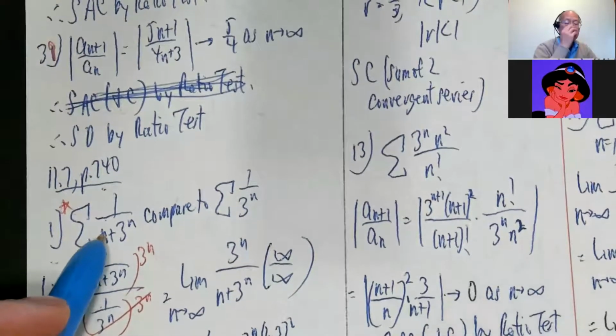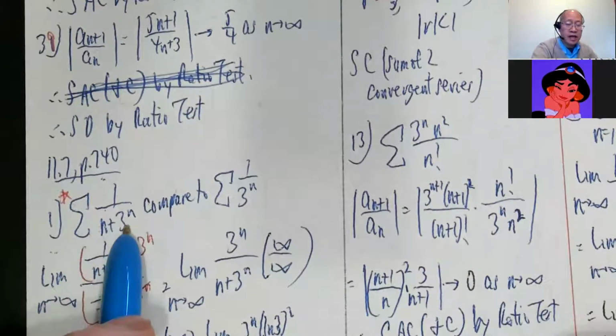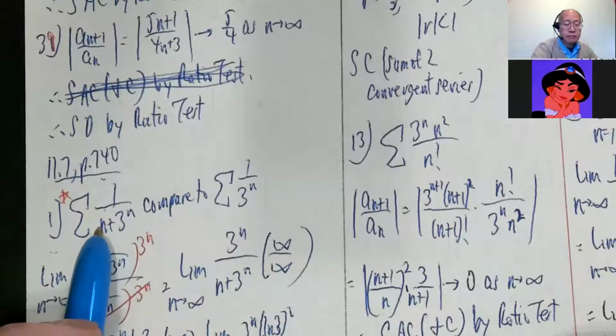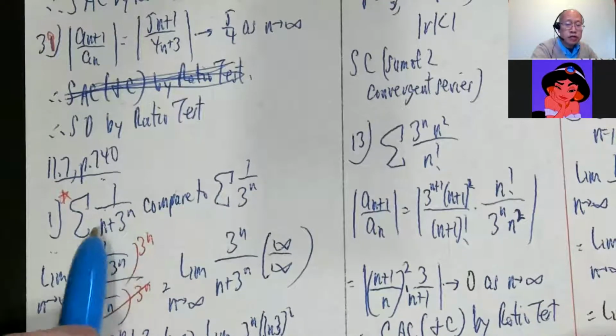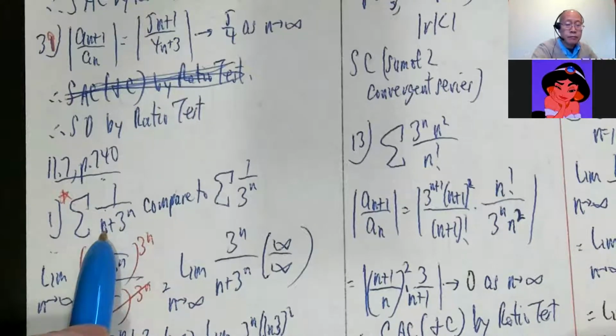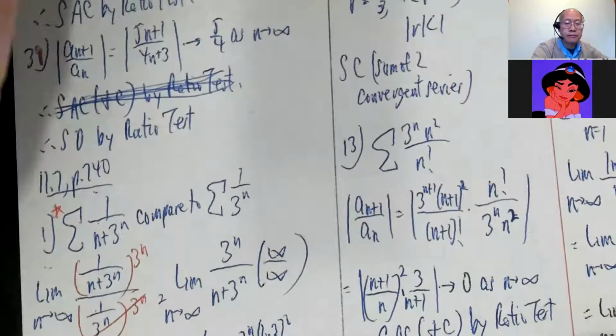Okay, what does it look like when n gets big? When n gets big, this n is insignificant. 3 to the n is much bigger. Like, which is bigger, 10 or 3 to the 10th? 3 to the 10th is much bigger. So this drops into insignificance. So the comparison series is summation 1 over 3 to the n.